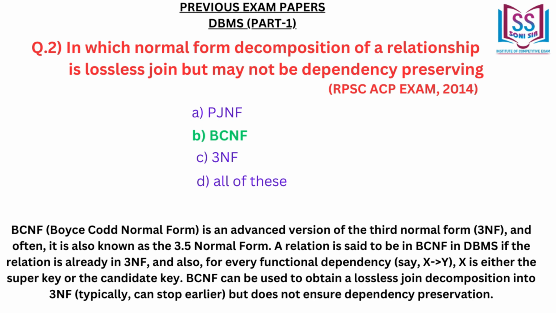BCNF, Boyce-Codd Normal Form, is an advanced version of the third normal form and often it is also known as the 3.5 normal form. A relation is said to be in BCNF in DBMS if the relation is already in third normal form, and also for every functional dependency X, X is either the super key or the candidate key. BCNF can be used to obtain a lossless join decomposition into third normal form, but does not ensure dependency preservation.